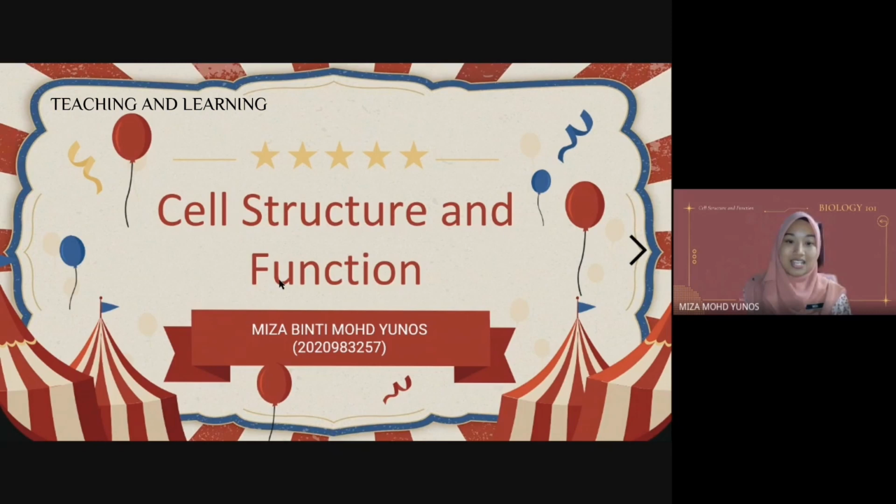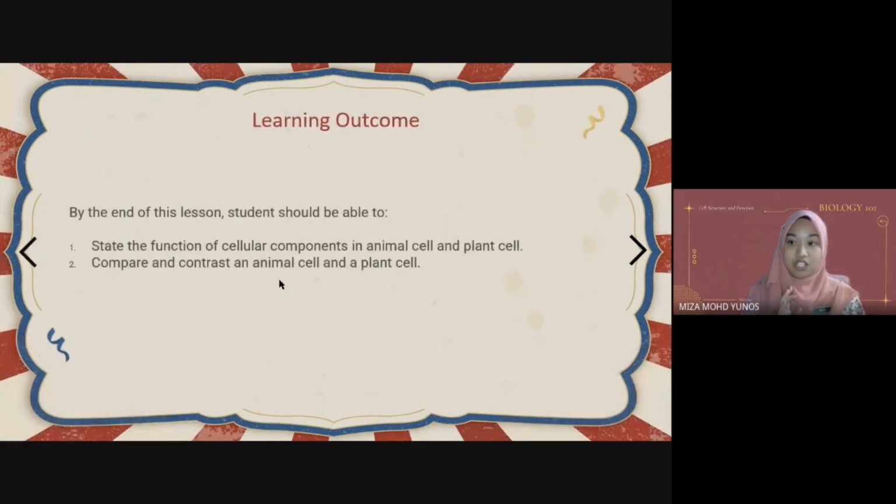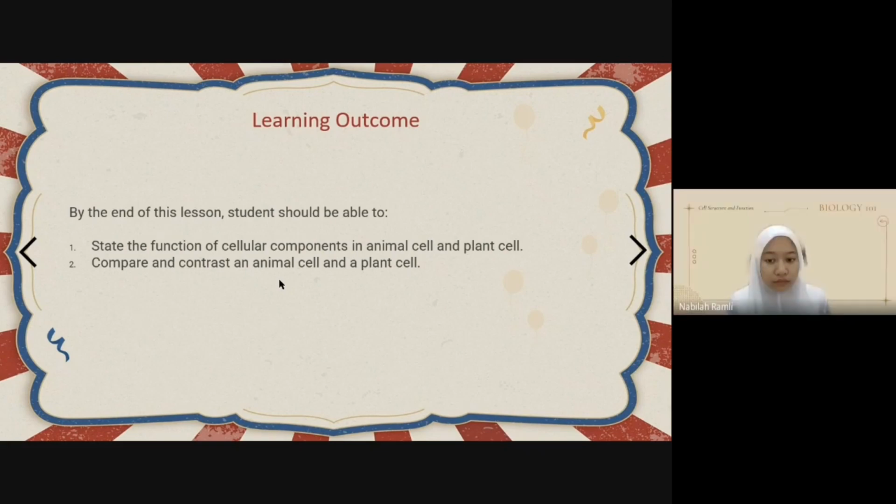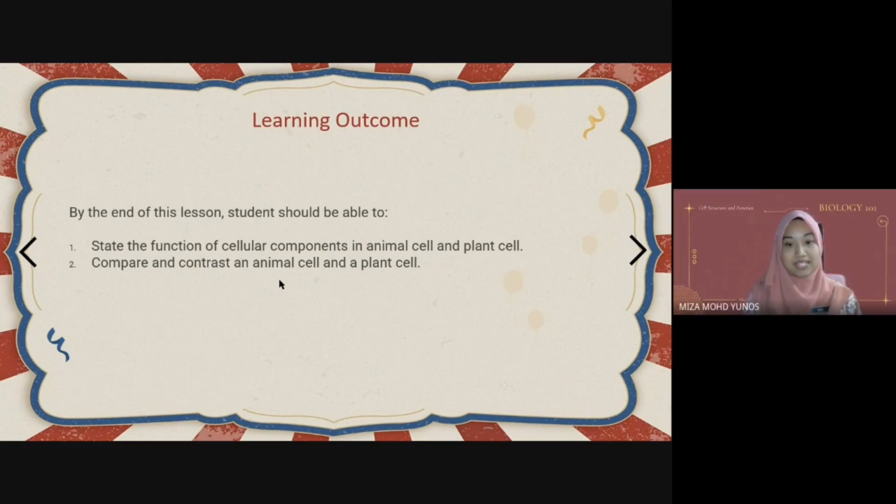Our topic for today's class is cell structure and function. So we will look into two cell structures. First is the animal cell and the second one is the plant cell. The learning outcome for today's class is by the end of this lesson, students should be able to state the function of cellular components in animal cell and also plant cell. And second, students should be able to compare and contrast between an animal cell and also plant cell.